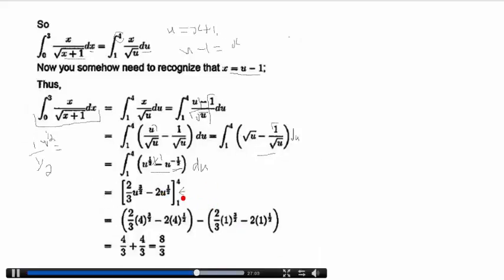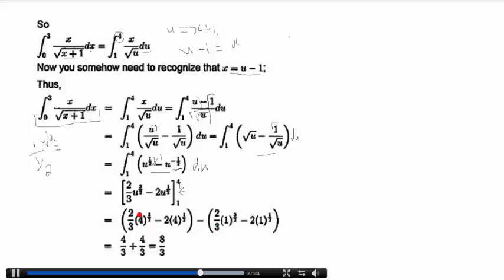Again you have to have a square bracket, 1 to 4, because you haven't made a substitution yet. Now you just make the substitution. So 2 upon 3, the upper limit always goes first, so that's 4 to the power 3 upon 2, minus 2 into 4 to the power half, minus, because it's always the upper limit minus the lower limit. So we substitute 4 into our function, minus we substitute 1 into our function.